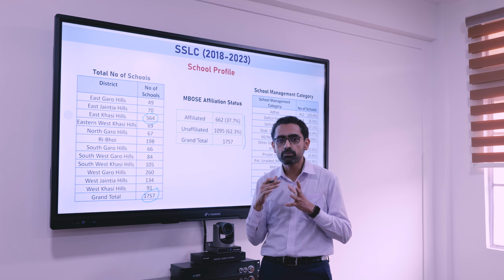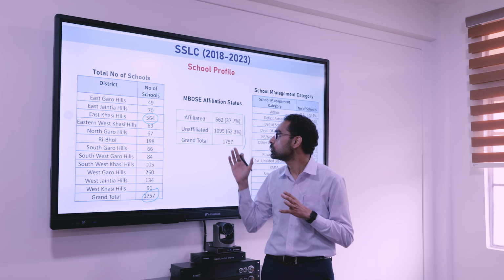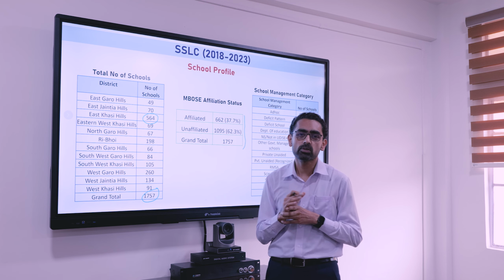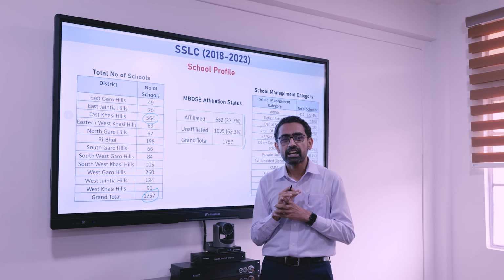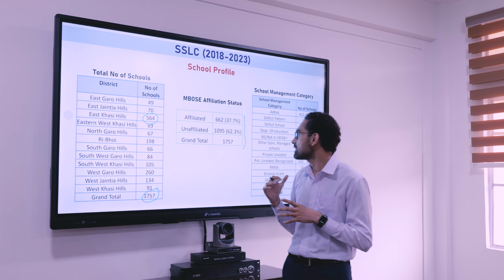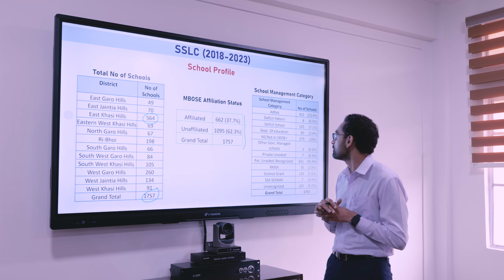So to improve the standards of schools across Meghalaya, we want to see this number go up, and it is very, very concerning that 62% of the schools where the students are appearing for the SSLC exam are basically unaffiliated. So this is a major concern. We have already discussed this with MBOSE authorities, and we at Diesel and MBOSE will work together to improve this, and hopefully before the next exam we'll have a better number.